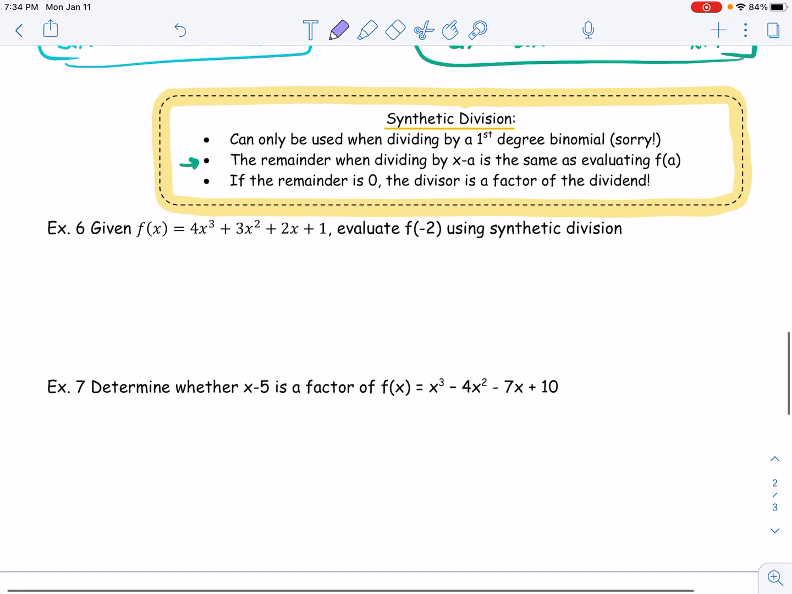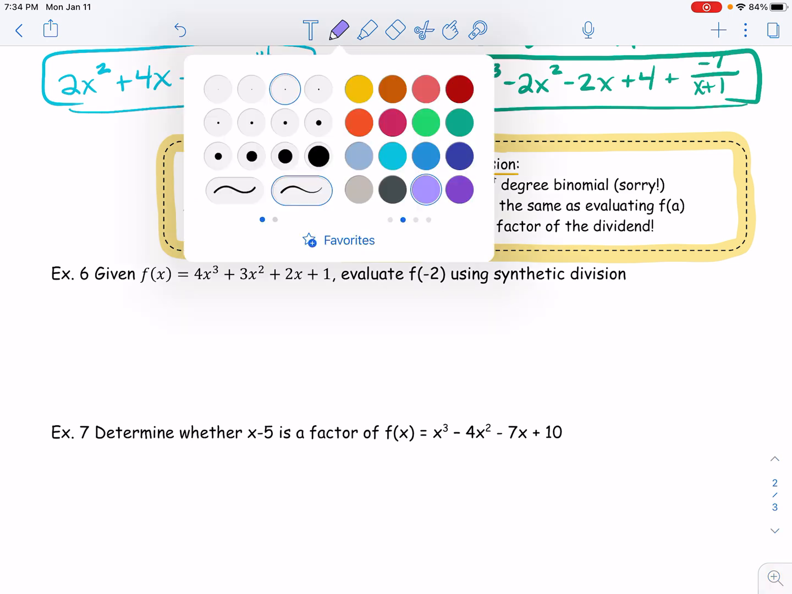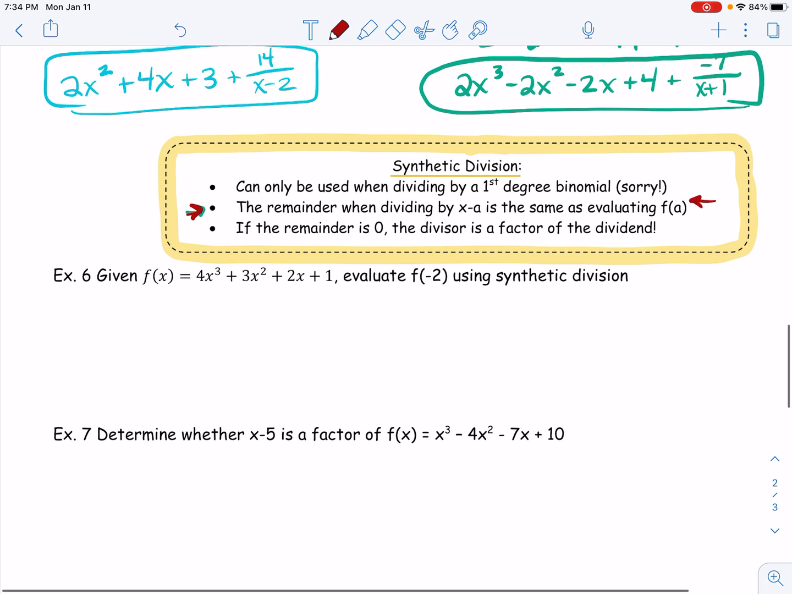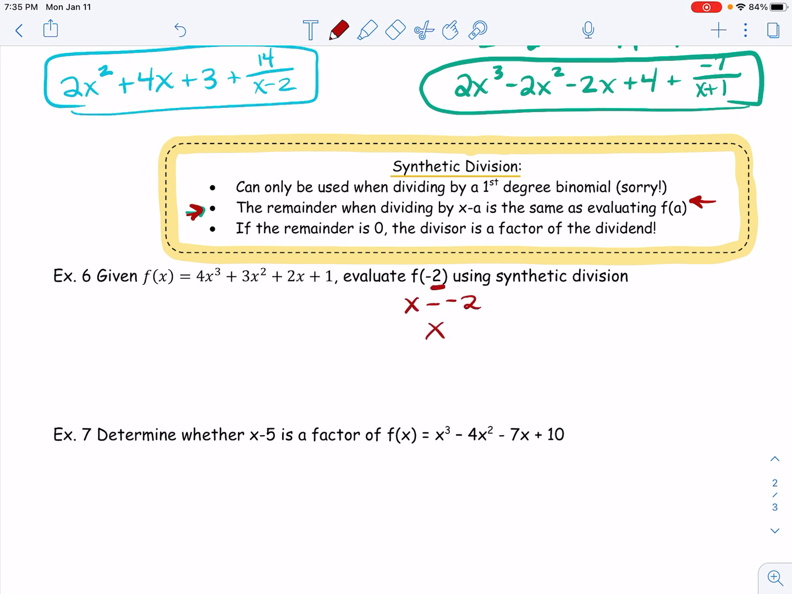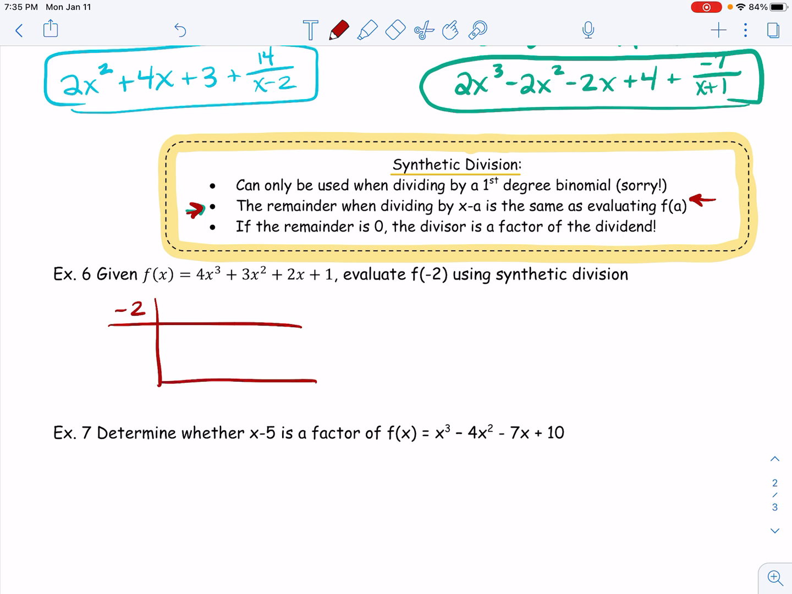All right, so we have 2 more questions to do. First one says, given f of x is 4x cubed plus 3x squared plus 2x plus 1, evaluate f of negative 2 using synthetic division. So you've got to be aware of those directions there. So that is referencing the second bullet again, okay? If it's saying dividing by x minus a is the same thing as evaluating f of a, then that means I want to divide by x minus a negative 2, which is really just x plus 2. Well, that's fine. I don't even need to write that out because all I need to know is up in that left-hand box is negative 2.